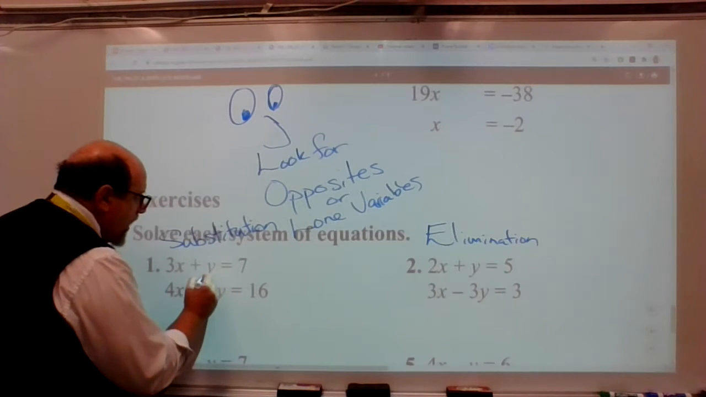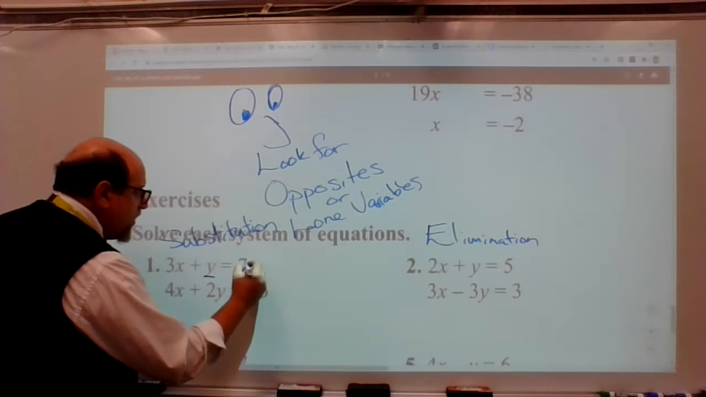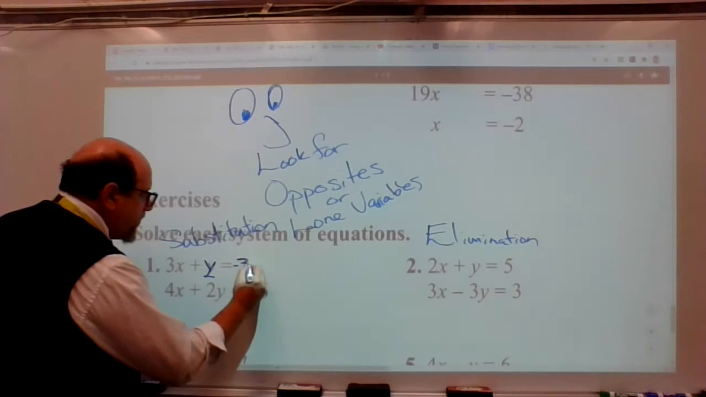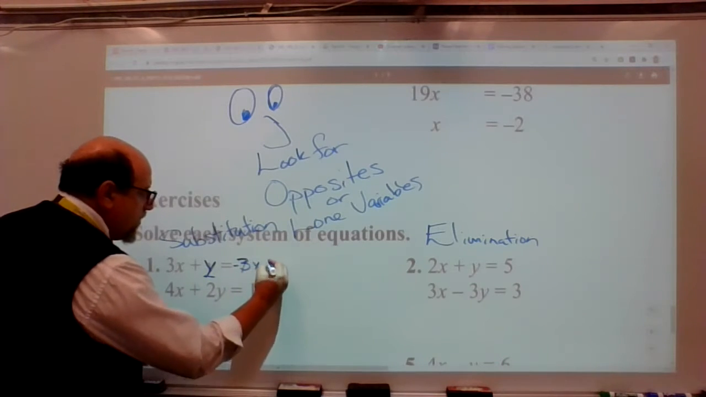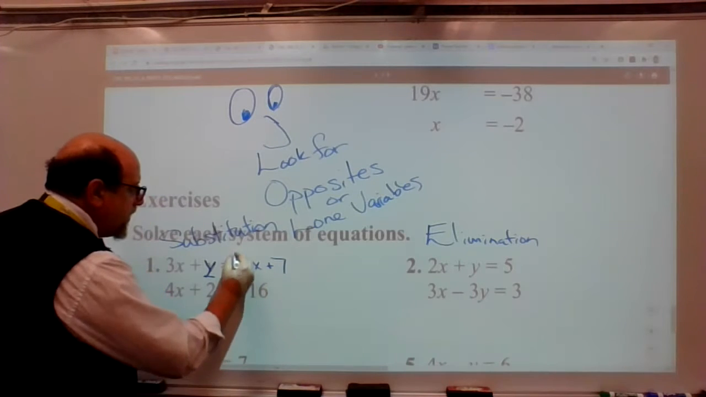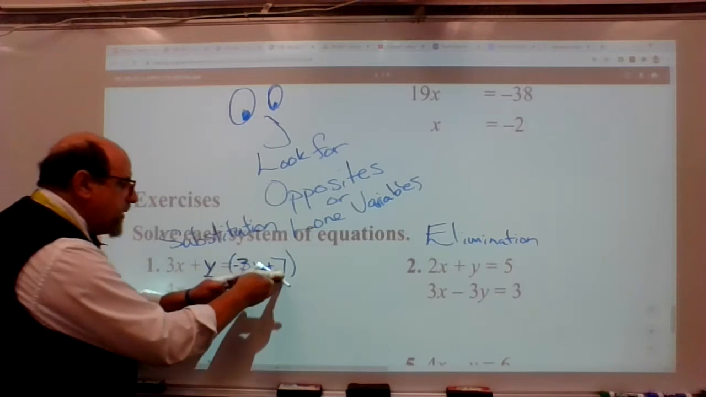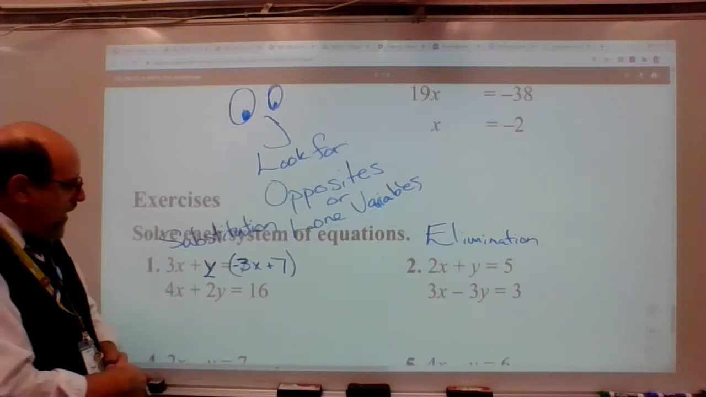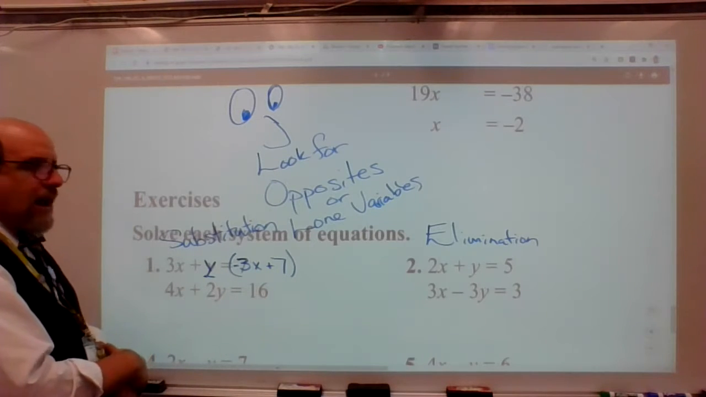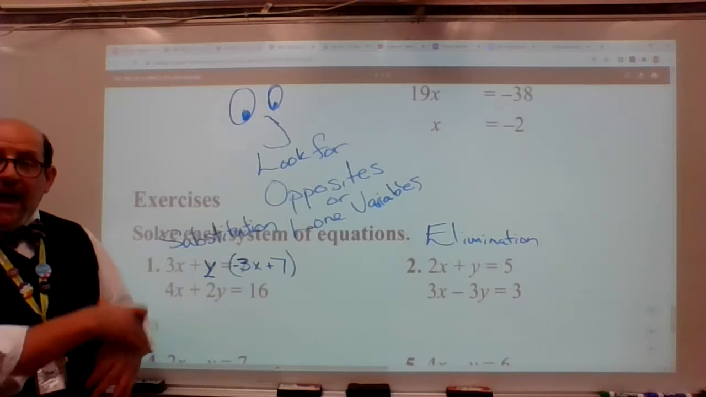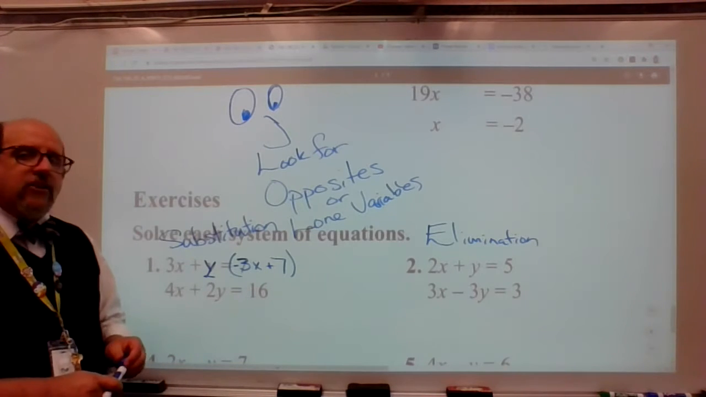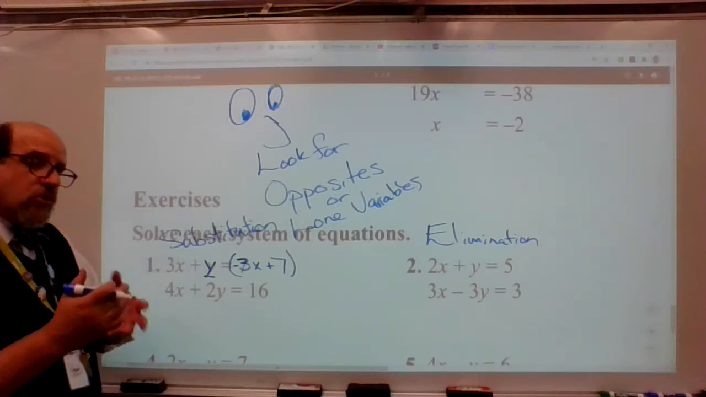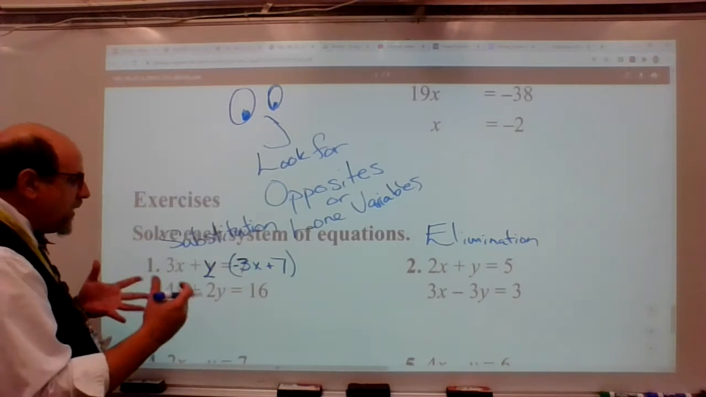For instance, y, because this is the lone variable, I'll just rewrite it and make it y equals negative 3x plus 7. Now I have something I can plug in for y in the second equation and solve for x. Now I'll actually have a number that satisfies both equations for x. And I'm sure you've done this last year, but I'm reminding you.